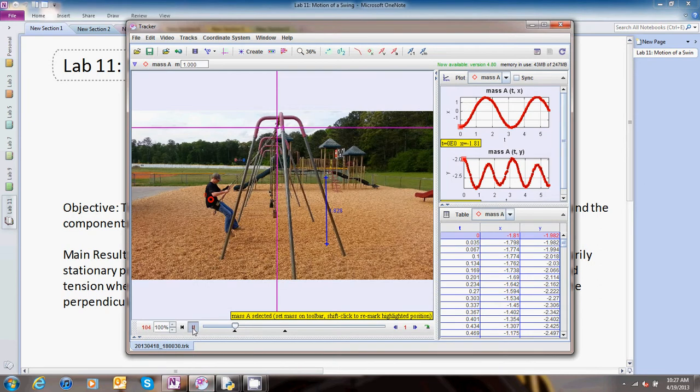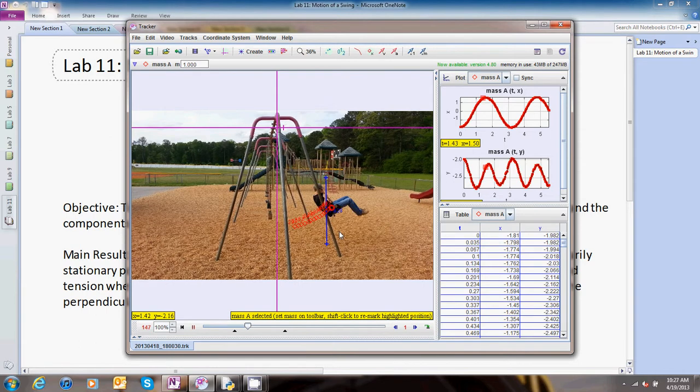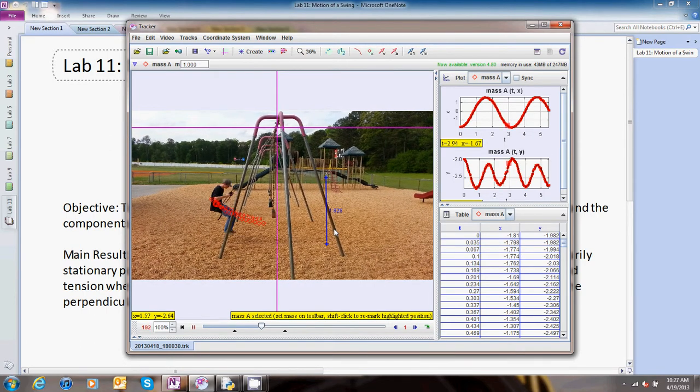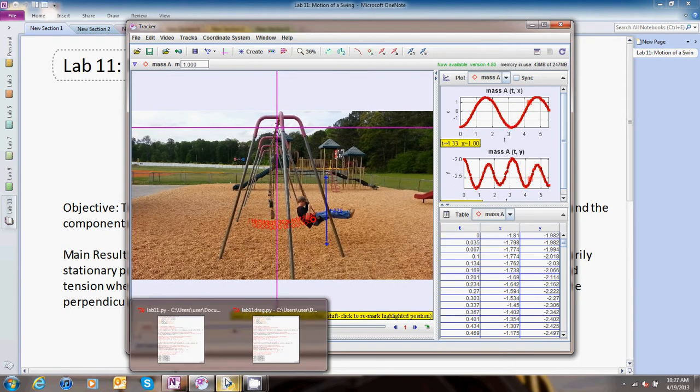So here's my video, and I used the person's height, which he was standing earlier in the video, as the calibration stick, and it was about 1.8 meters.